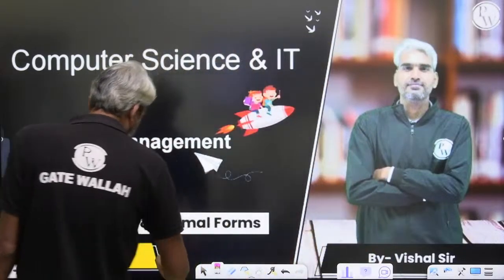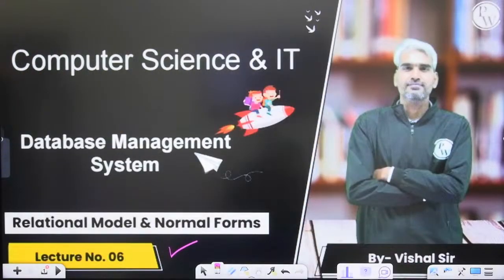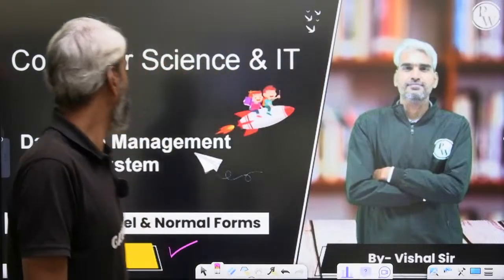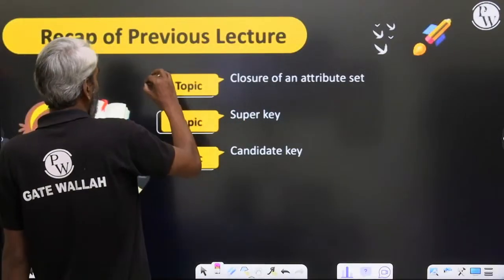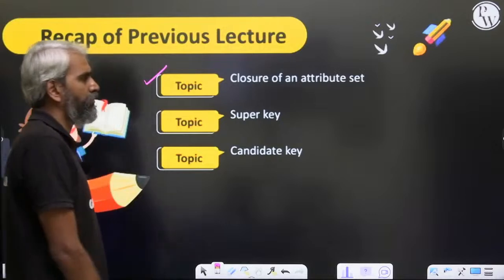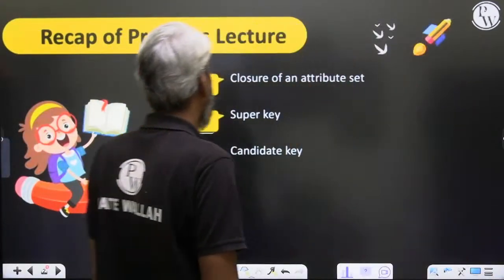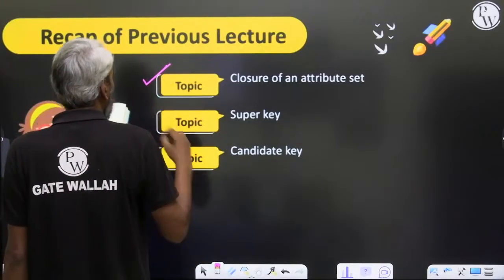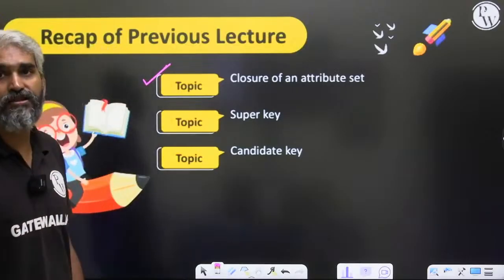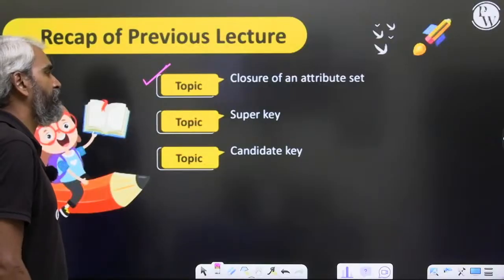Okay. So let's begin with the sixth lecture of relational model and normal forms. In the last class, we have understood the concept of closure of an attribute set. Closure of an attribute set is actually the set of all attributes that can be determined by the attributes of the given set. So all the attributes that can be determined by the attributes of a given set will be called the closure of that attribute set.